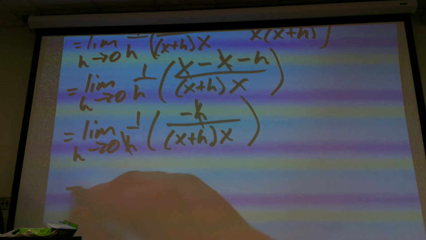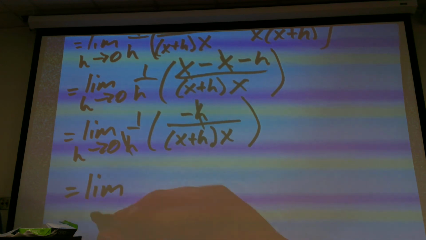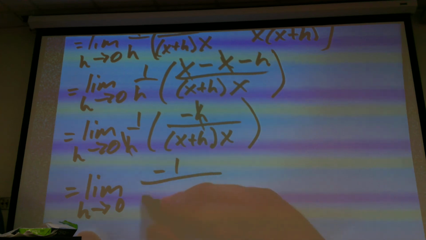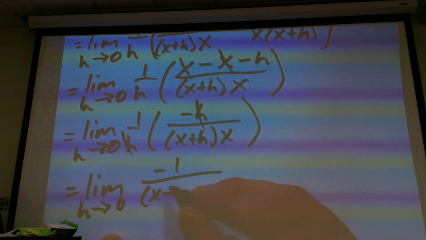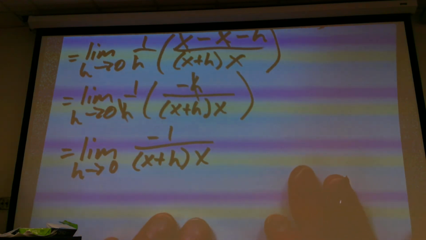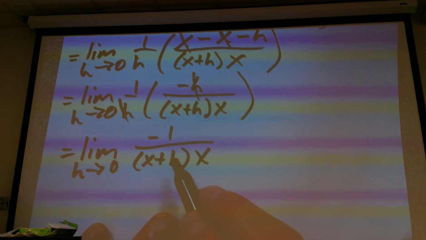And so that would equal the limit as h tends towards 0 of negative 1 divided by x plus h and x. At this point, I can just plug 0 in right there. So what am I going to end up with on the bottom of my problem? It's actually going to be x times x.